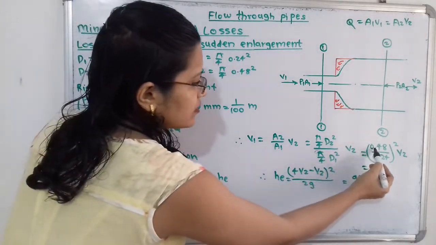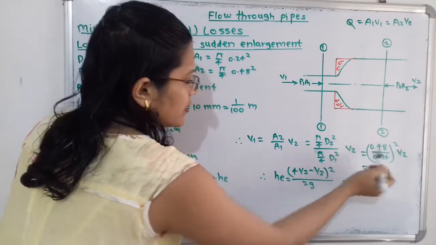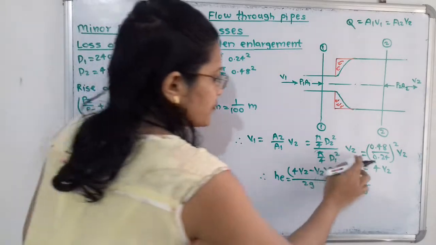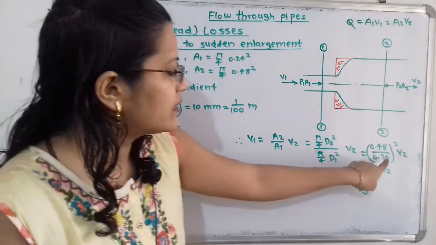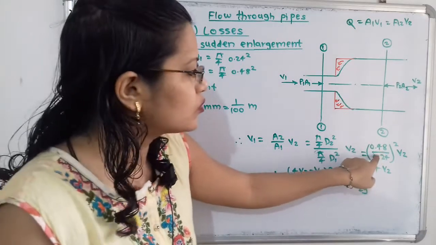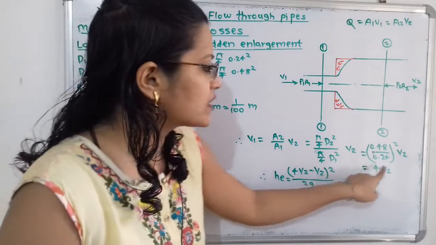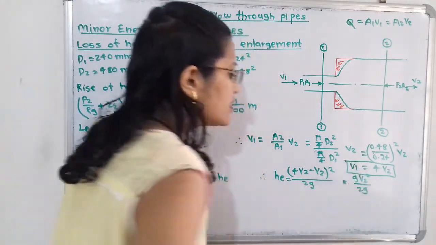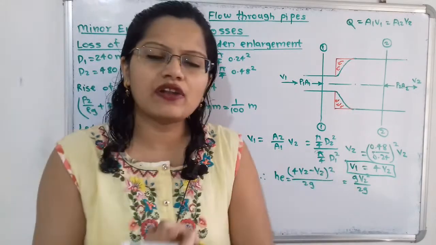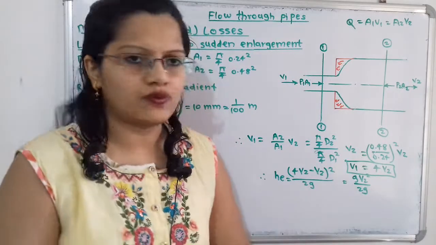So I will write here 0.48 by 0.24 square into V2. If I simplify this, I will get 2. So what is 2 square? That is 4. So I will get here V1 is equal to 4V2. Now I have got the value of V1, that is V1 is equal to 4 times V2.